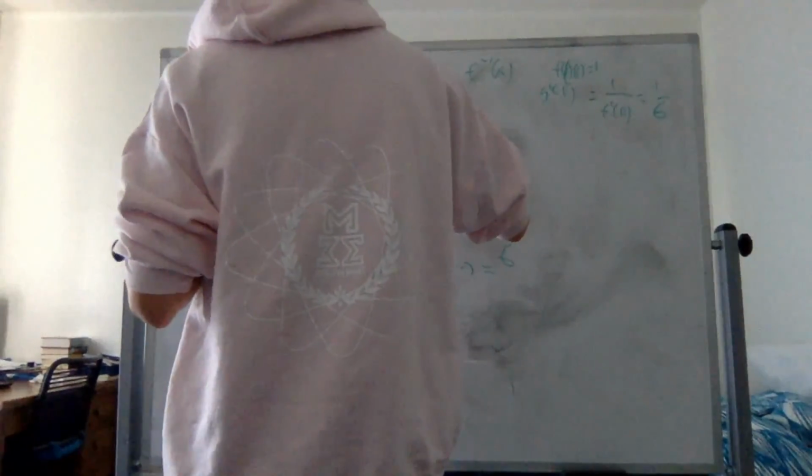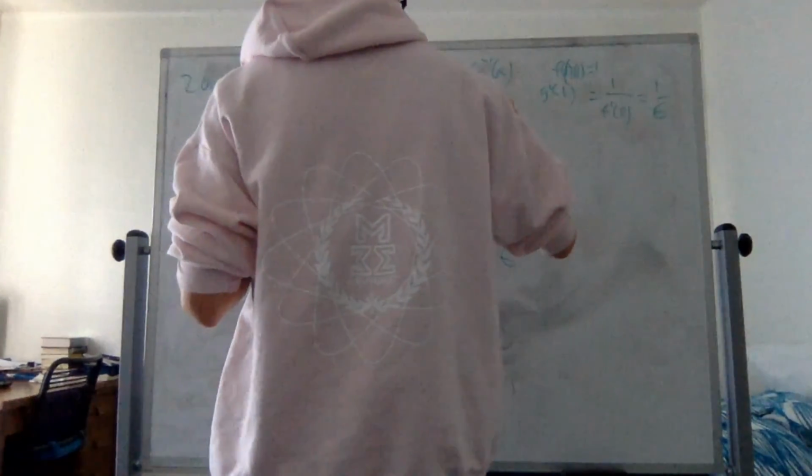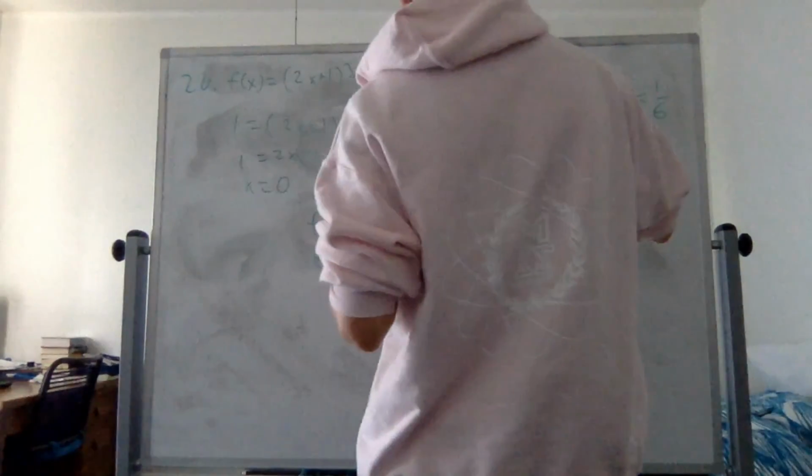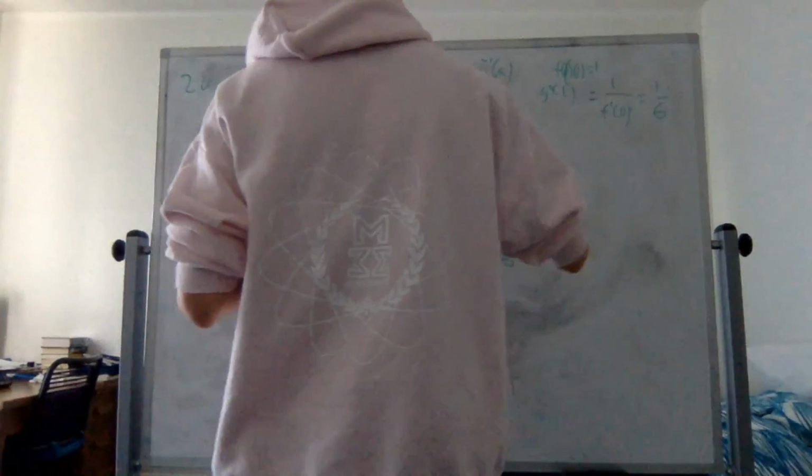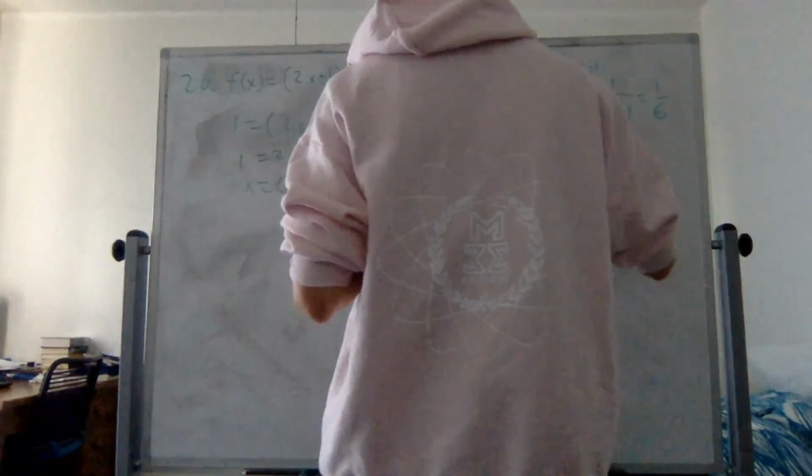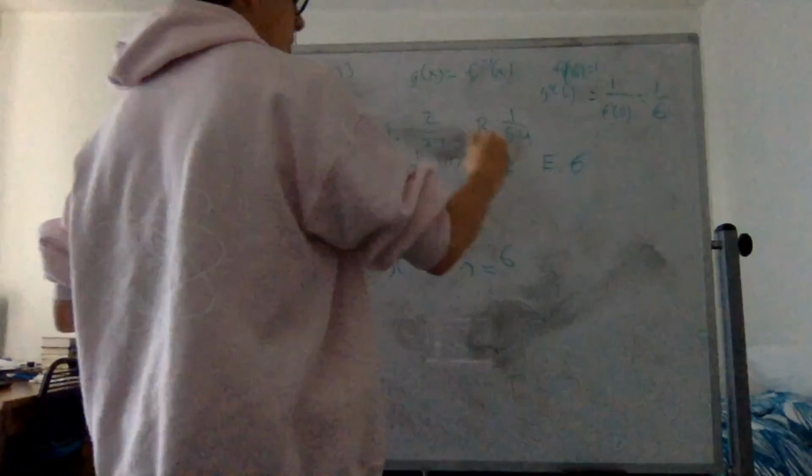Ooh, and the answer choices were A, negative 2 over 27, B, 1 over 54, C, 1 over 27, D, 1 over 6, and E, 6. So we see that's equal to 1 over 6, so we know it's D.